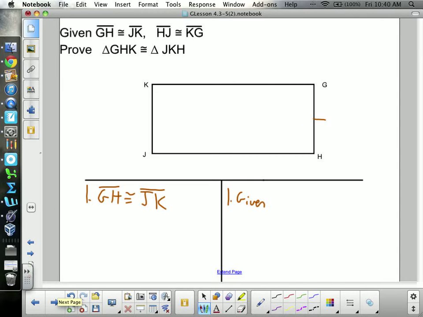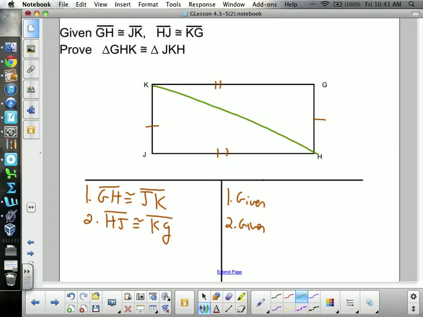Let's mark it. GH is congruent to JK. Marvelous. HJ is congruent to KG. Given. HJ is congruent to KG. I want to prove that triangle GHK, oh, I'm going to have to draw in the diagonal so I know where it is, aren't I? JKH. All right, I've drawn in the diagonal.